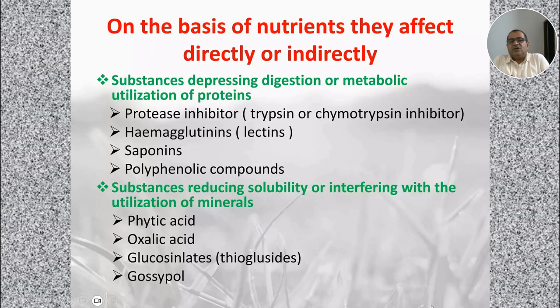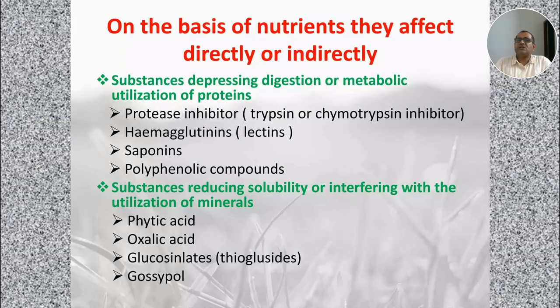Sometimes another classification is also used in this domain, and they affect directly or indirectly. These are not directly acting, but sometimes they may act indirectly. So these are the substances depressing digestion or metabolic utilization of some of the important proteins.